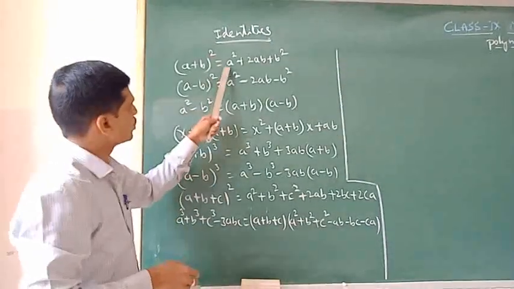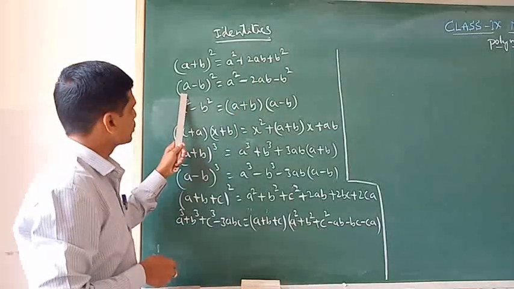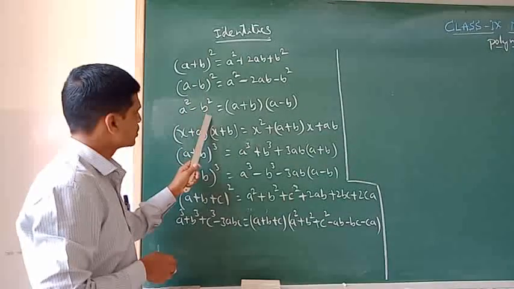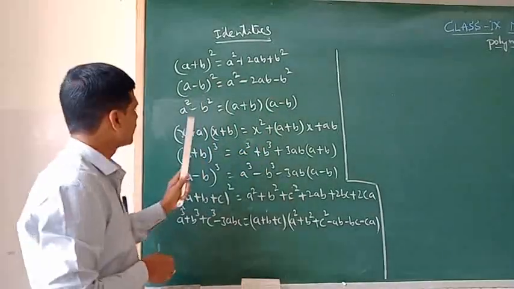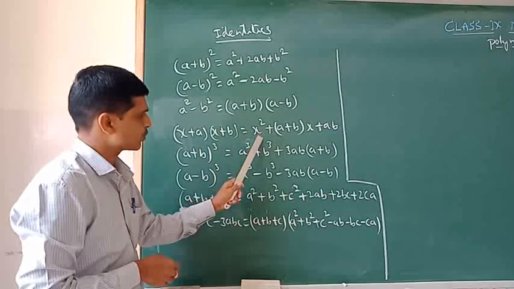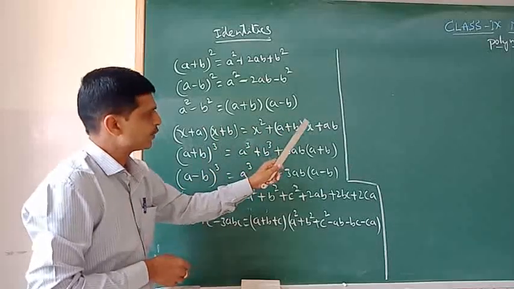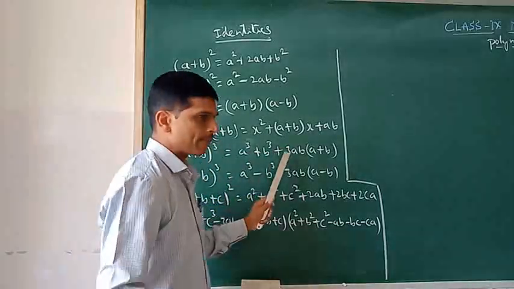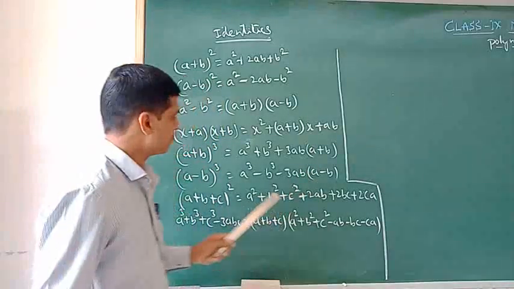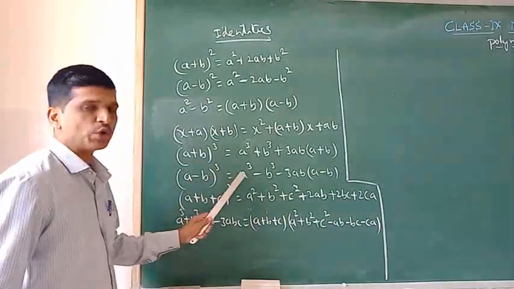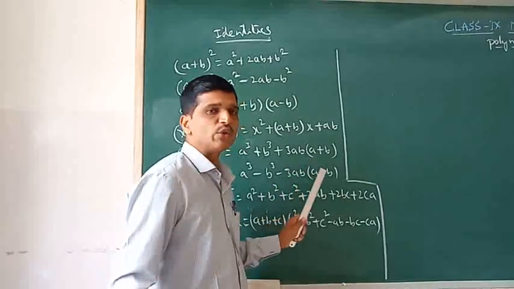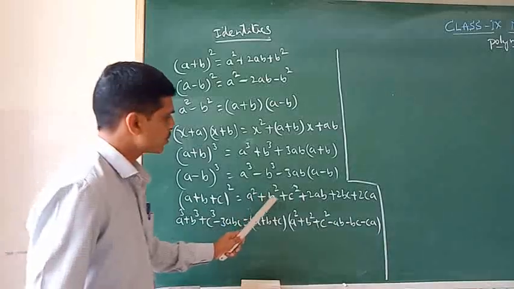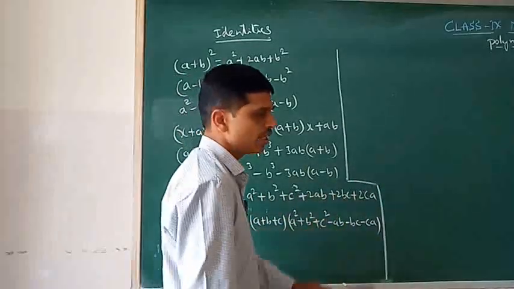a plus b whole square is equal to a square plus 2ab plus b square. Next, a minus b whole square is equal to a square minus 2ab plus b square. Next, a square minus b square is equal to a plus b into a minus b. Next, x plus a into x plus b is equal to x square plus a plus b into x plus ab. a plus b whole cube is equal to a cube plus b cube plus 3ab into a plus b. Next, a minus b whole cube is equal to a cube minus b cube minus 3ab into a minus b. Next, a plus b plus c whole square is equal to a square plus b square plus c square plus 2ab plus 2bc plus 2ca.